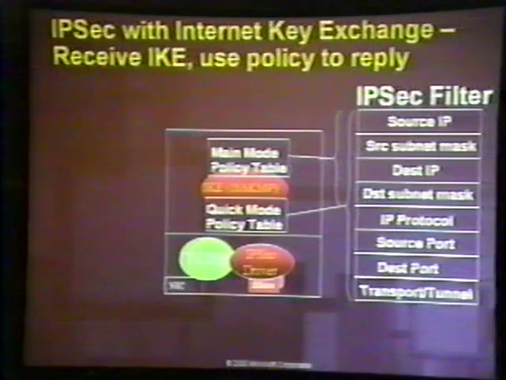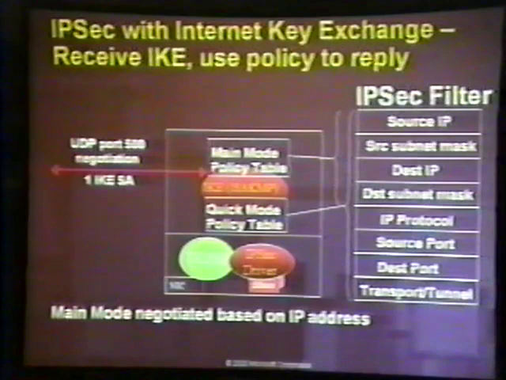All right, so I just basically described that. I get an inbound IKE message to UDP port 500. It has a source port. I have to use my main mode policy table, just based on the IP address of the initiator, to look up and figure out how I'm going to do main mode. This is why we did main mode settings in the policy as a whole, because trying to do main mode settings for every single filter got to be, first of all, very difficult to configure.